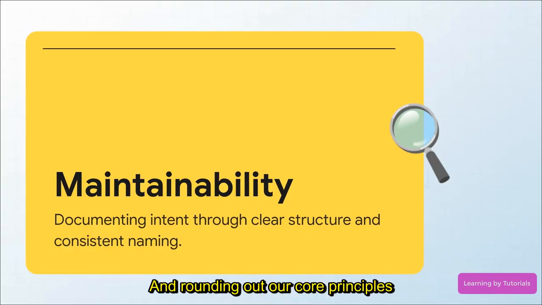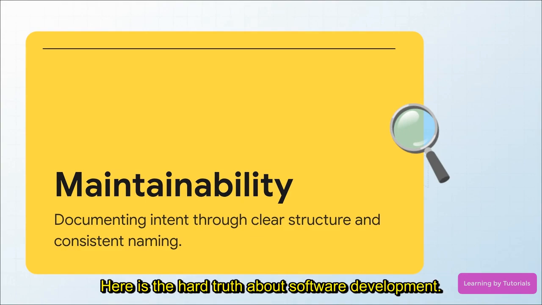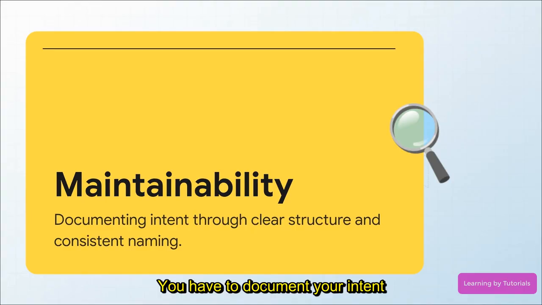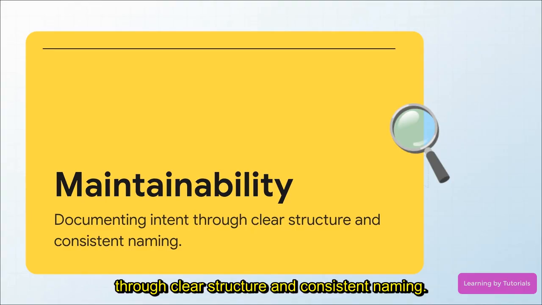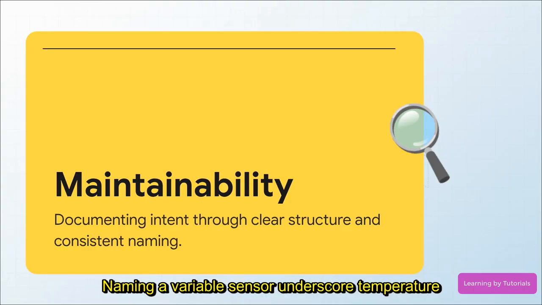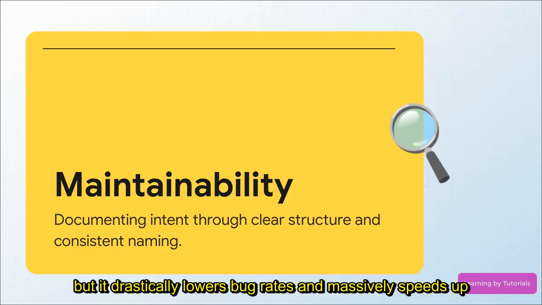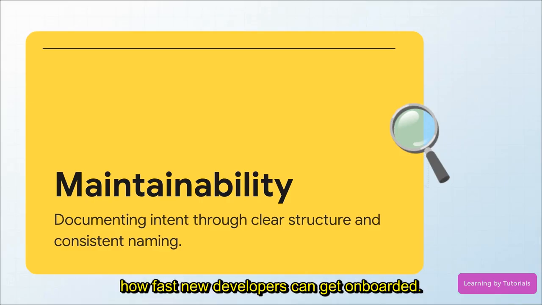And rounding out our core principles is Pillar 7, maintainability and readability. Here is the hard truth about software development. Code is maintained far, far longer than it is originally written. You have to document your intent through clear structure and consistent naming. Naming a variable sensor_temperature_Celsius instead of just the letter F might seem like a small, almost pedantic detail at the time, but it drastically lowers bug rates and massively speeds up how fast new developers can get onboarded.